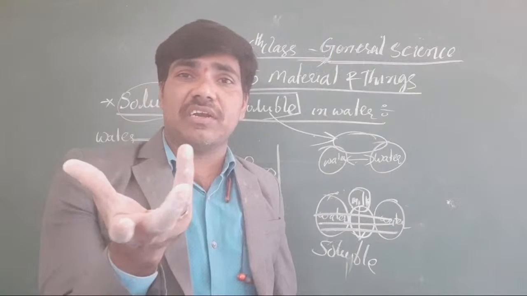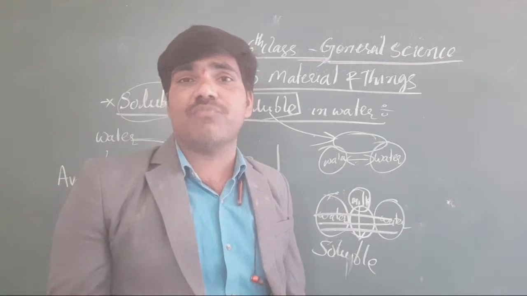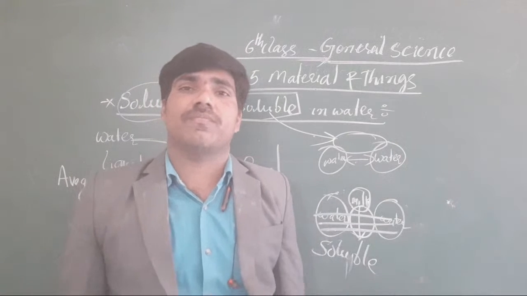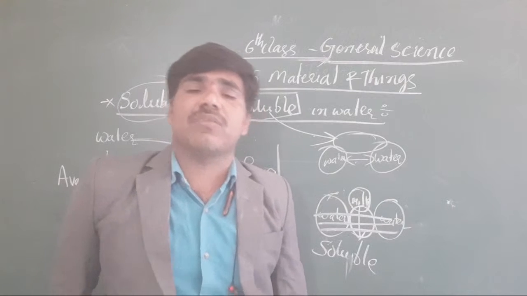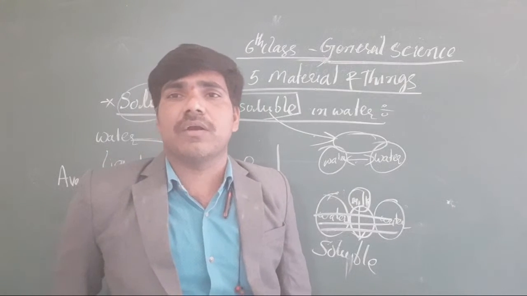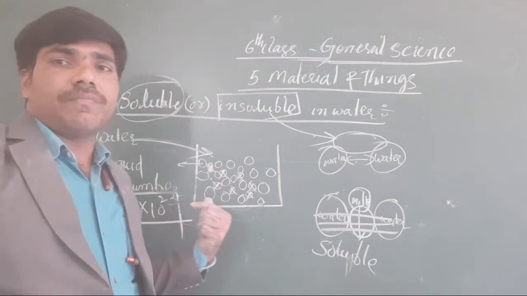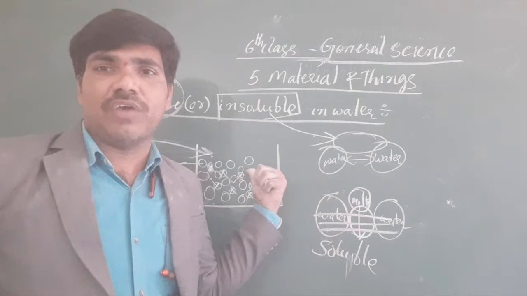Just check it out. If you take half a liter of water or half a liter of milk, how much does it contain? It contains a large amount. Clear, all students? That is what is called the Avogadro number, and those large numbers of particles are arranged in this way.